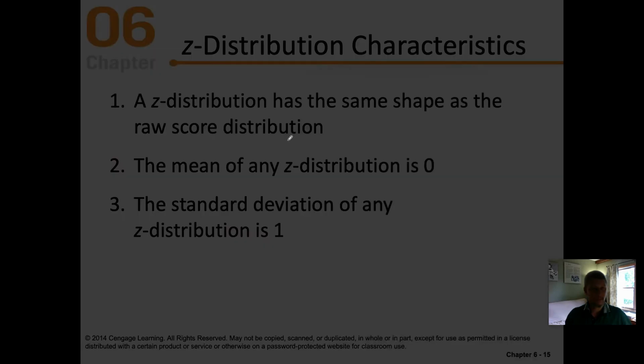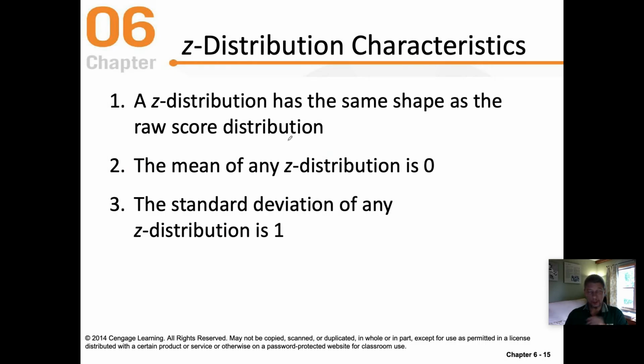Okay, so the other thing that you should notice from that slide is that the z-distribution had the same shape as the raw score distribution. There were no differences in those two shapes, right? And matter of fact, you only saw one curve on that thing. Why?